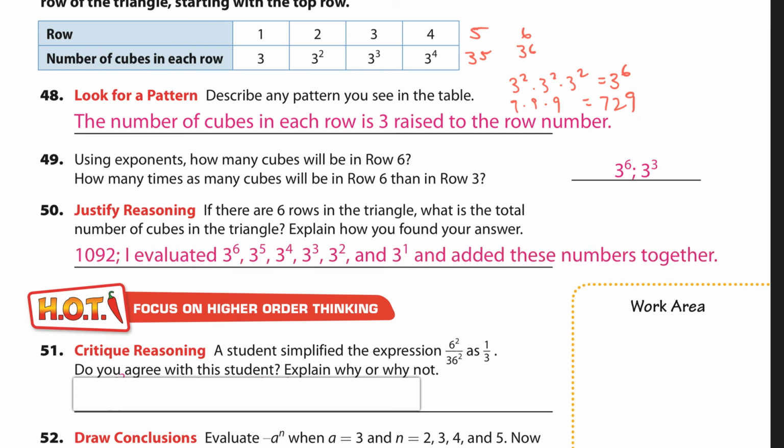So if there are 6, you evaluate 3 to the 6th, 3 to the 5th, 3 to the 4th, 3 to the 3rd, 3 squared, and 3 to the 1st, and add all of them together. Well, there you go.